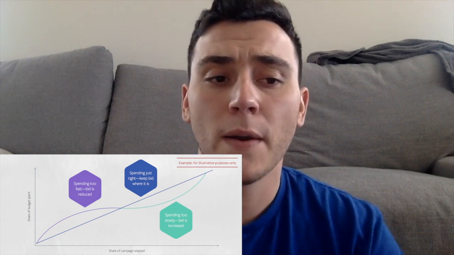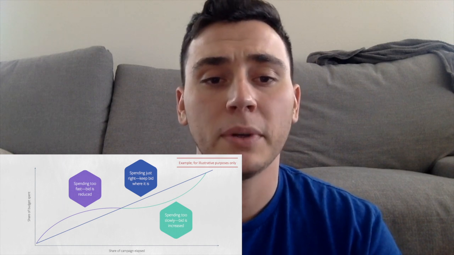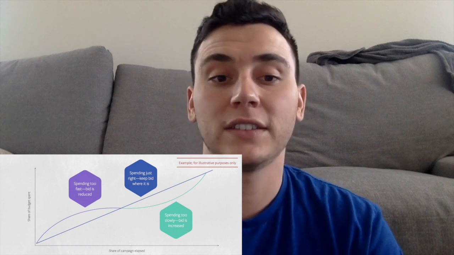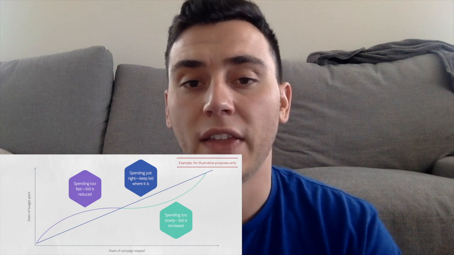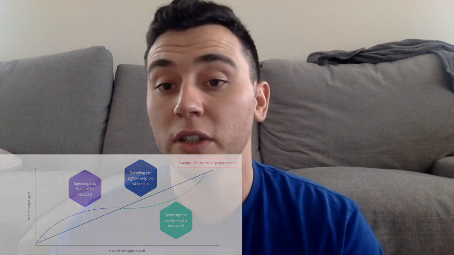As you can see in this little pop-up, if you're spending too fast, they reduce the bid. And if you're spending too slowly, the bid is increased. So that's a good way that they ensure that you're not spending too much per bid for your Facebook ads, so your cost per click will go down generally.